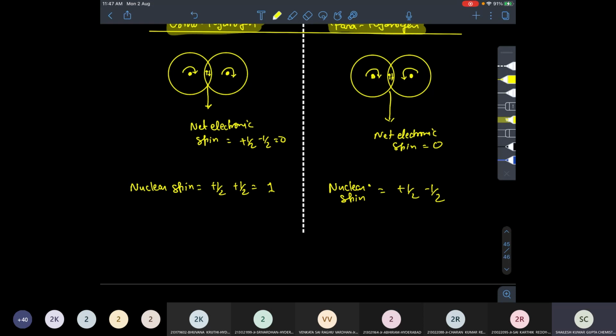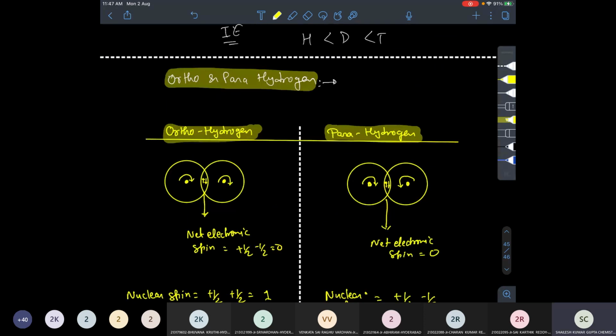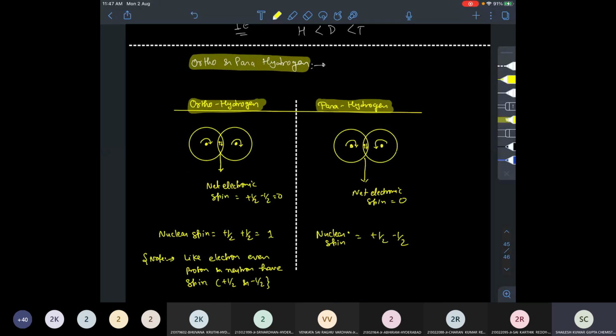So what is the new point that you learned? Note, like electron, even proton and neutron have spin plus half, minus half. So based on that argument, that's why I used the word that they are nuclear isomer. Which isomer are they? Nuclear isomer.